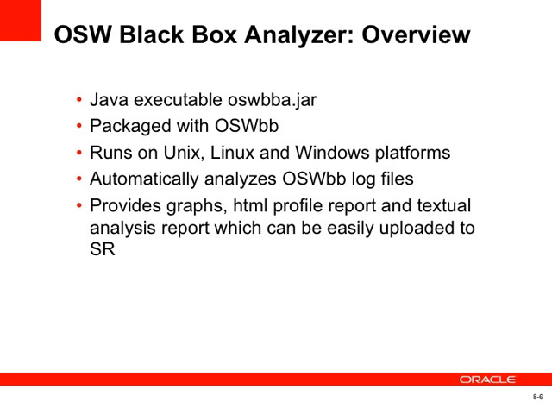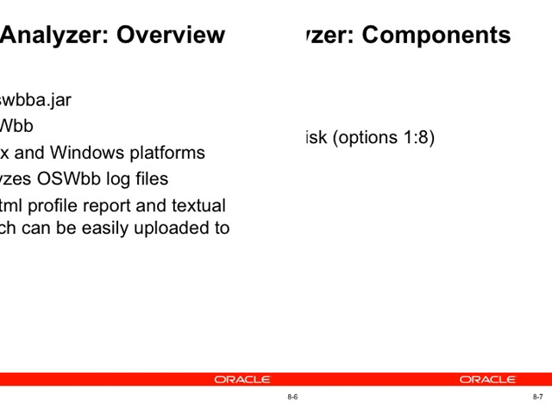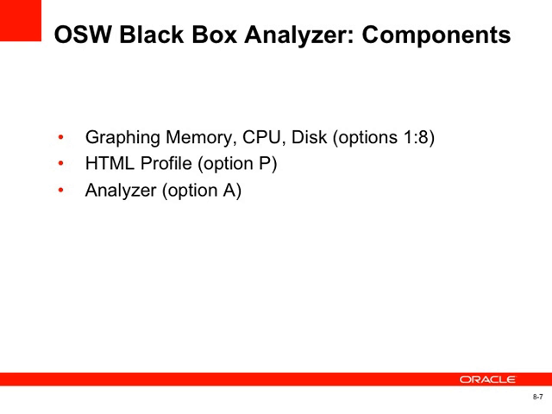The analyzer provides graphing capability for CPU, memory, and disk metrics. It produces an HTML report called a system profile, with information on what to look for integrated with graphs, and provides a text-based analysis report, which can be uploaded to a service request. There are 3 basic components to the Black Box Analyzer. First, there are the graphing capabilities, where specific operating system metrics can be graphed over time. Second, an overall system profile report with graphs and integrated text on what to look for. And third, an analysis report which highlights the most significant performance problems to the user.